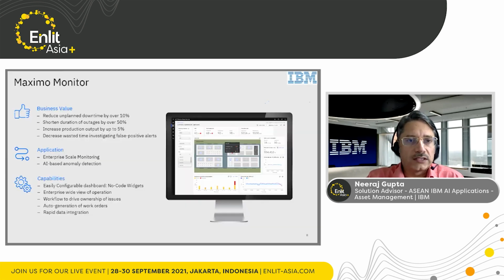So talking about Maximo Monitor, right? Maximo Monitor is enterprise-scale monitoring. What we have seen is that customers are using different systems, and they have many different UIs used by different sections or departments within the organization. And sometimes the OEMs or the system providers also provide their own UI or system where they can monitor that particular set of assets. But when we look holistically at the enterprise level, we need a common dashboard which can aggregate data from different sources and provide us an overall view, the big picture of what is happening with my assets.